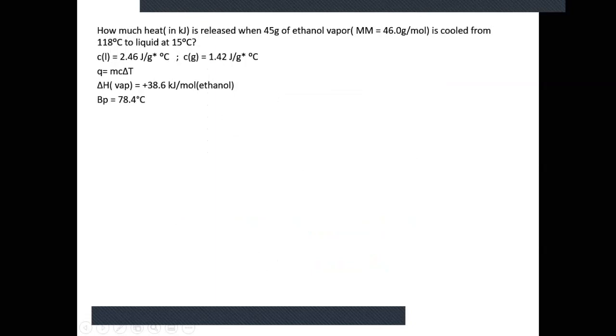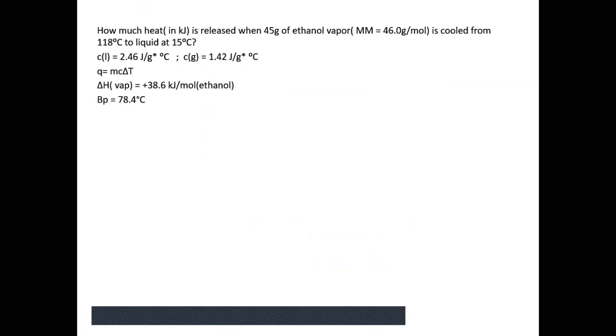So this is a typical phase change calculation. We want to know how much heat in kilojoules is released when 45 grams of ethanol vapor is cooled from 118 degrees Celsius to liquid at 15 degrees Celsius. You'll notice here it gives us the specific heat of the liquid, the specific heat of the gaseous phase, the delta H of vaporization, and also the boiling point of ethanol. These are all things we're going to need to solve for how much heat is released. Now notice it says release, so that means our sign should be negative.